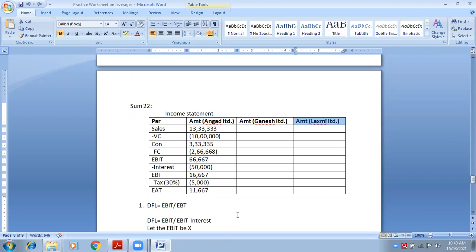Yes ma'am. Okay. So can we wind up now? We are done with the chapter of leverages. Is there any doubt? No ma'am, no doubt. Okay. There is one very small homework to complete this sum for Ganesh and Lakshmi Limited. So you cannot skip, huh? Do it.